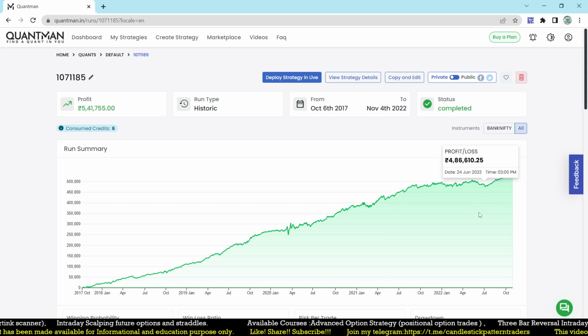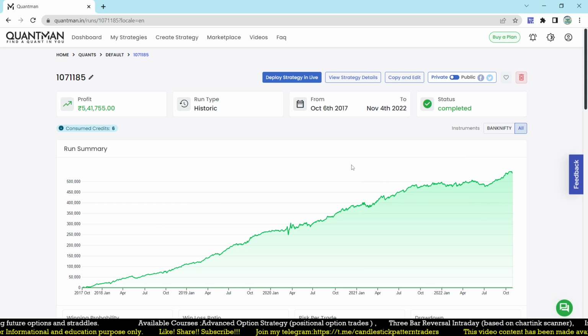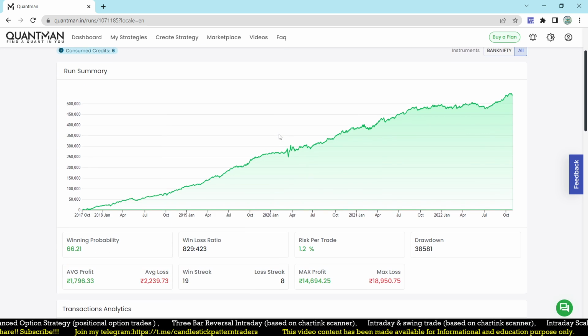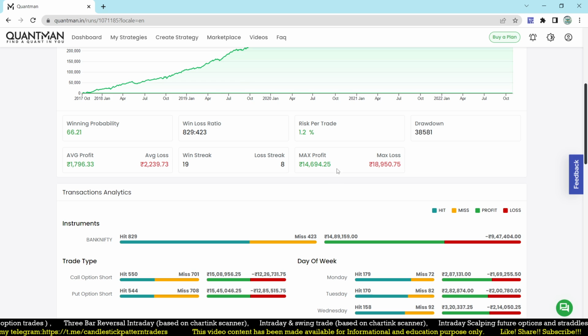It is a simple strategy, and over a period of time it was generating quite a good amount. If I start with 2 lakhs, it is maybe more than a 250% return. Let's look at the maximum profit in a day, 14,000, and 18,000 is the loss, with 19 consecutive wins and 8 losses, 1.2% risk per trade, and a maximum drawdown of about 40,000, nearly 38,500.